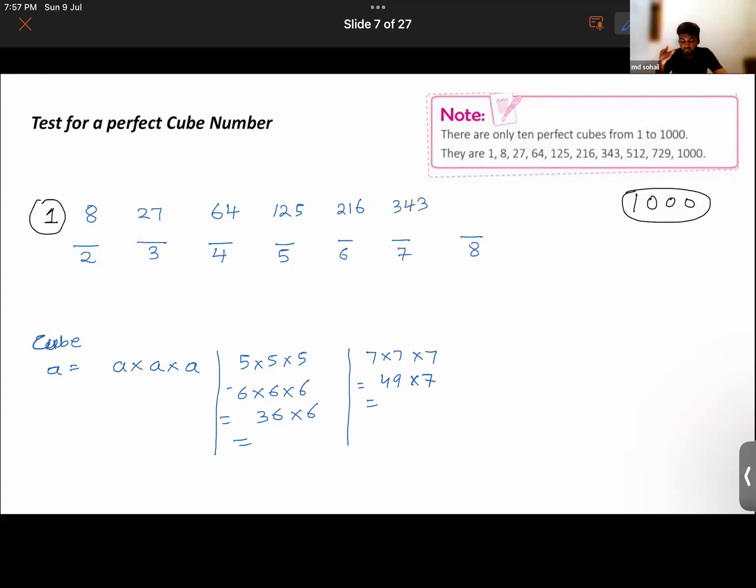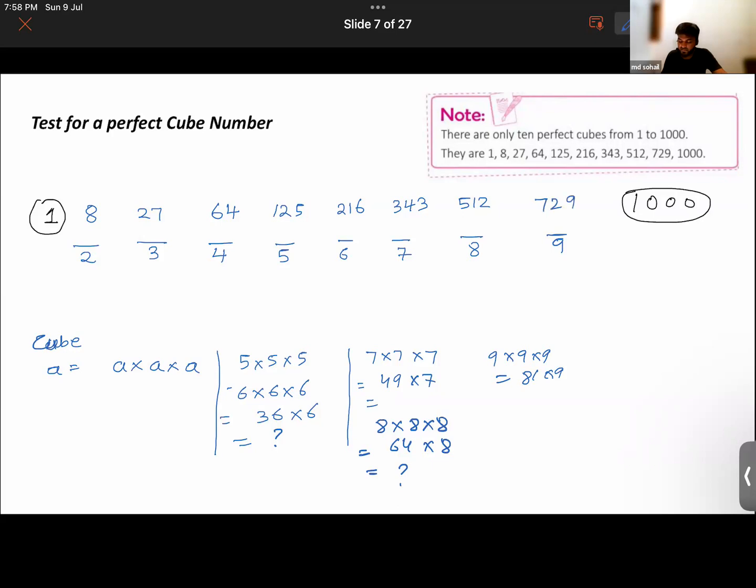And what about 8? 512. Good. And what about 9? Solving it right now. 729. Very good.